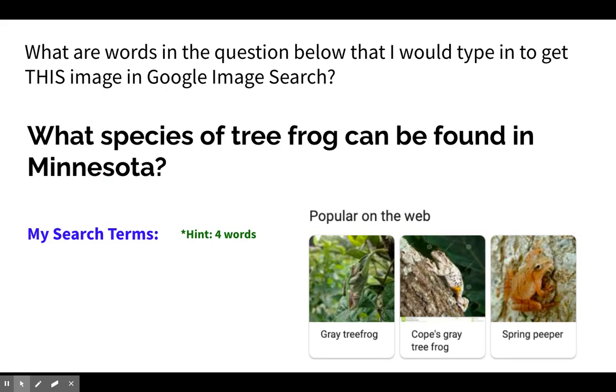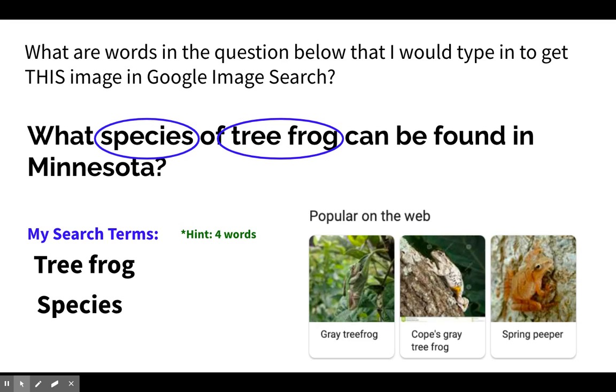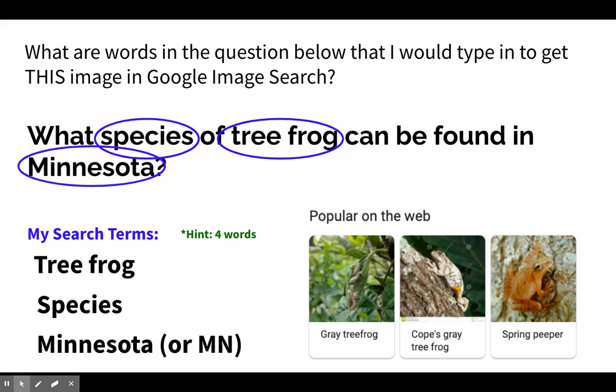All right, let's try again. To find the picture of the tree frogs, for my question, what species of tree frog can be found in Minnesota? Again, I do not want to type in that whole question. I just want to know tree frogs, which species of them, and can they be found in Minnesota? Search engines do not care if you put in the whole word Minnesota or if you use MN. Google is smart enough to figure it out.